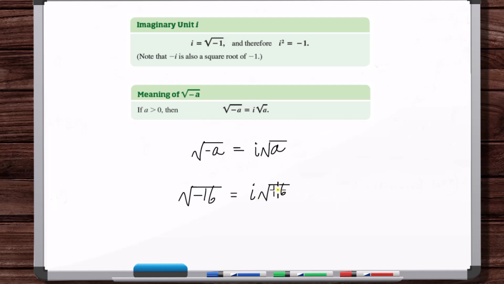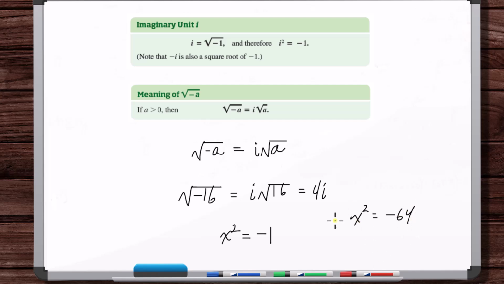Okay. Well, the principal root of 16 is 4, so this is equal to 4i. All right, and this is really useful because now we can solve not just x squared is equal to -1. We can solve any kind of equation that involves something squared equal to any negative number.